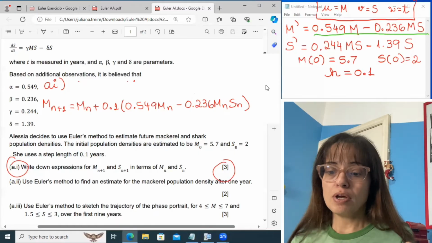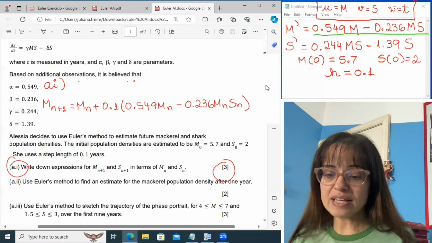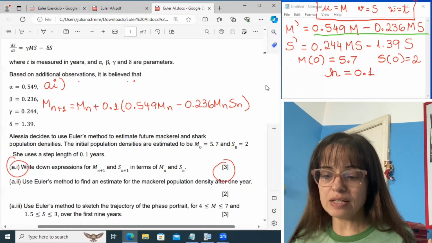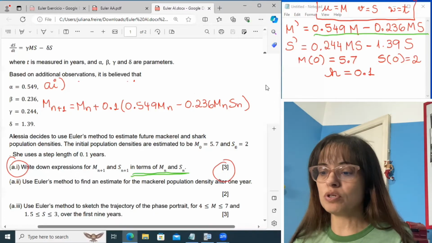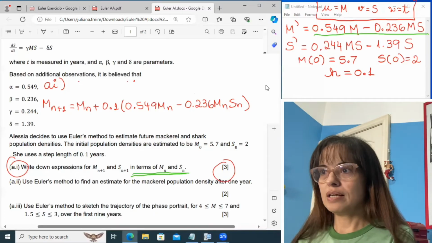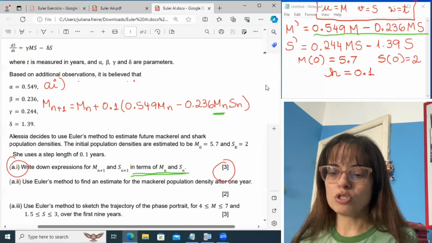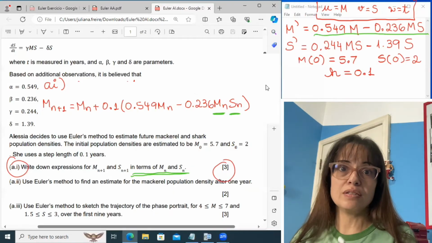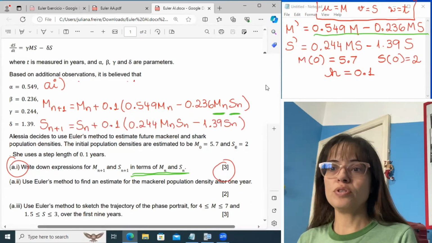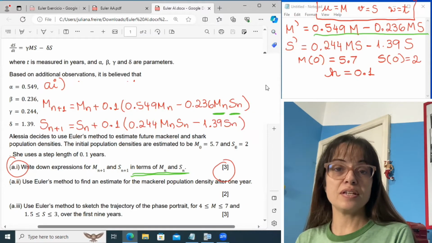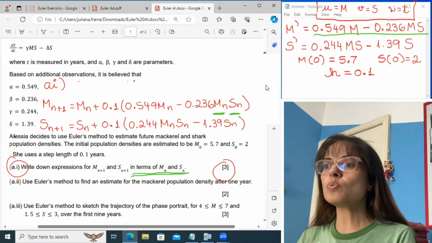Well, kind of, because the question asks for it in terms of mn and sn. So you can't just put ms like in the differential equation. You just have to remember to put that in terms of the previous point in the sequence. And then you do the exact same thing to write down the sentence for sn plus 1 as well.